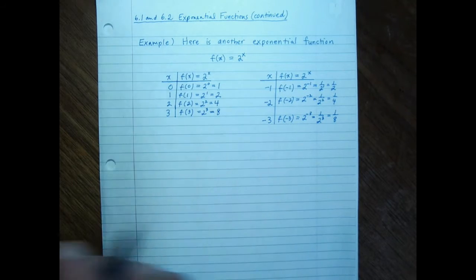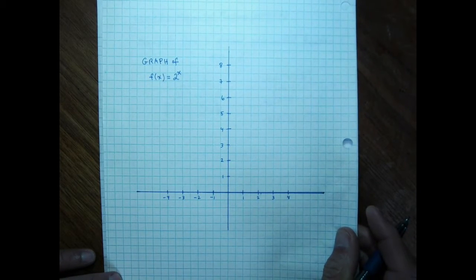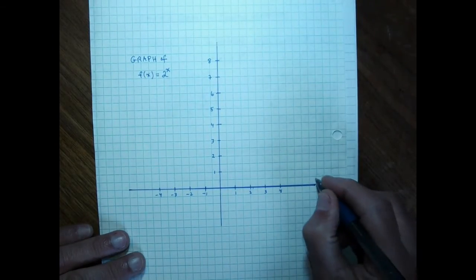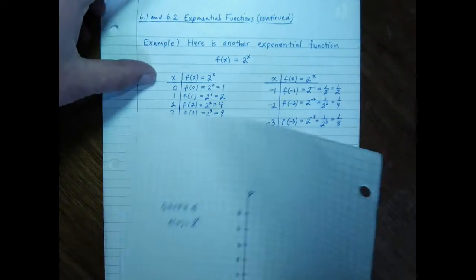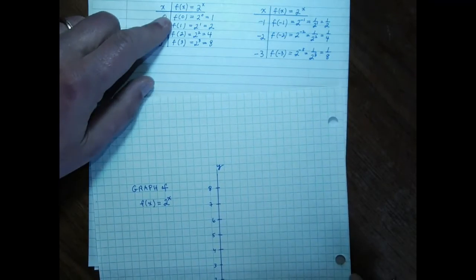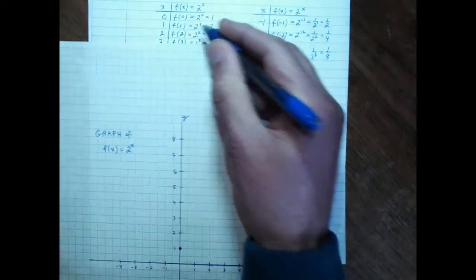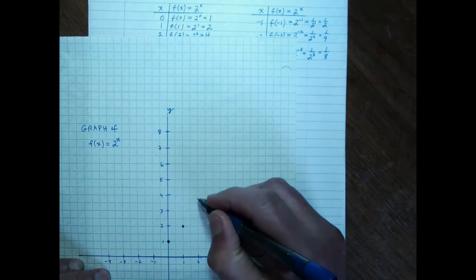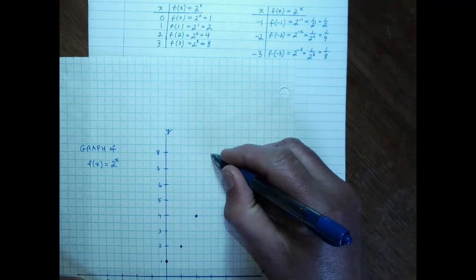So now I'm going to plot these points. I have a graph grid set up already here, and the x and y axes are labeled. Let's plot some points from my calculations. I have (0, 1), the y-intercept. I have (1, 2), (2, 4), and (3, 8).